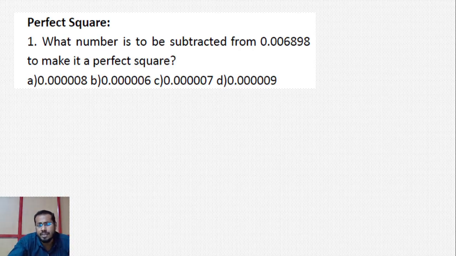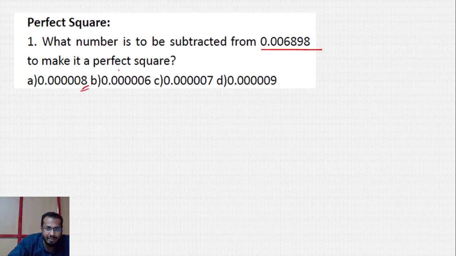So what number is to be subtracted from 0.006898 to make it a perfect square? In this concept, this number is not actually a perfect square, so we need to subtract something from it and we will get the answer. If you get this question in your exam, and the options are given, you can check from the options.